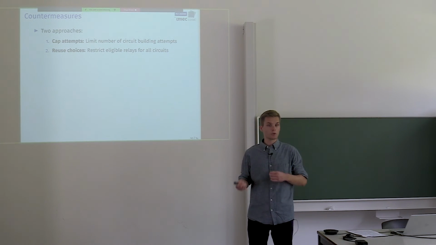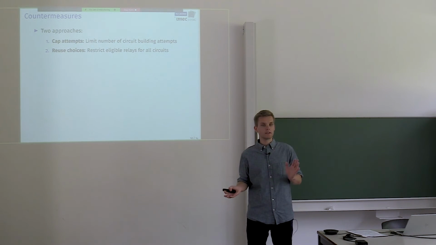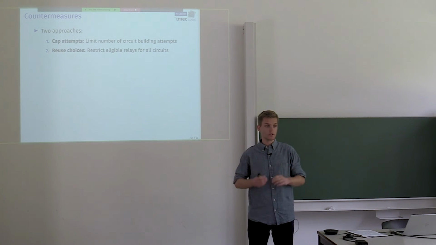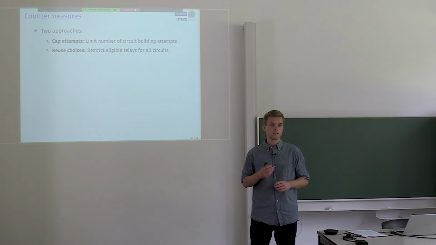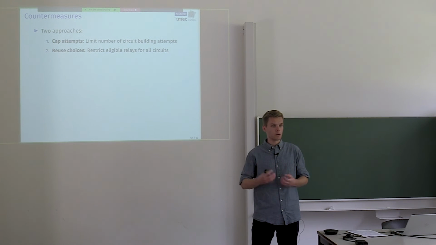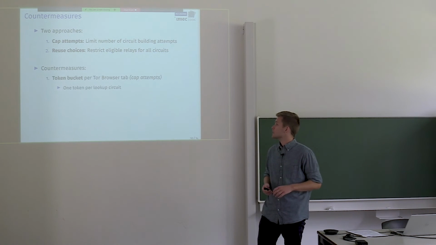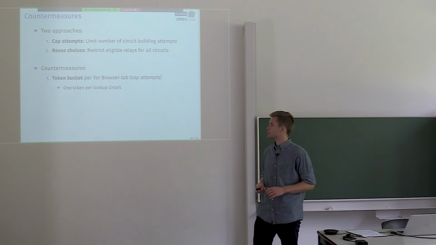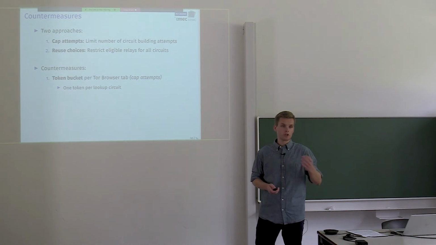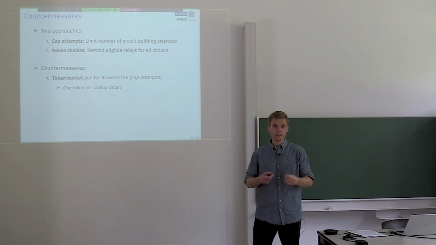And then a concept that Tor already has deployed is the reusing choices approach, where instead of picking from all relays that you potentially could select for specific circuit positions, you restrict this set to a small subset. This is exactly the guard concept. By introducing the guard concept for the first hop positions on circuits, Tor is reusing prior made choices for a specific amount of time, and thus limiting exposure to picking a malicious hop at this particular position. This maps to the two countermeasures that I will discuss here. There's one more in the paper, but it's not the most effective. So we propose that there could be a token bucket attached to each Tor browser tab that regulates exactly this lookup behavior.